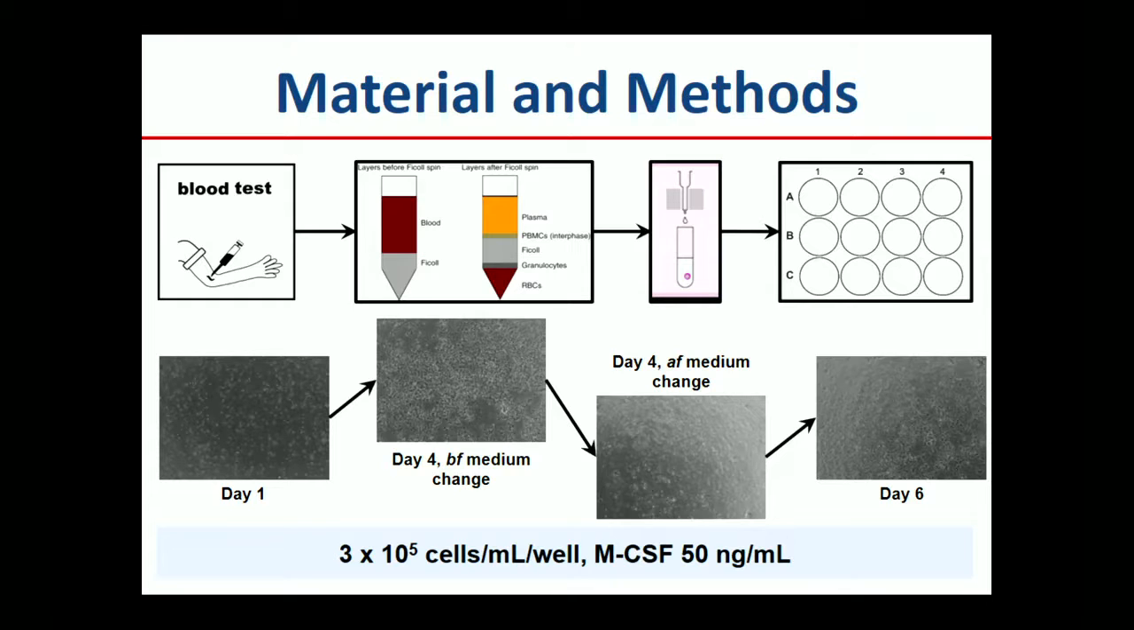This is a commercialized CD14 positive selection system. The isolated monocytes were cultured for 5 days and allowed to differentiate into macrophages in the presence of macrophage colony stimulating factor. This is a picture of the culture plate during the differentiation process. And at day 4, we changed the medium.